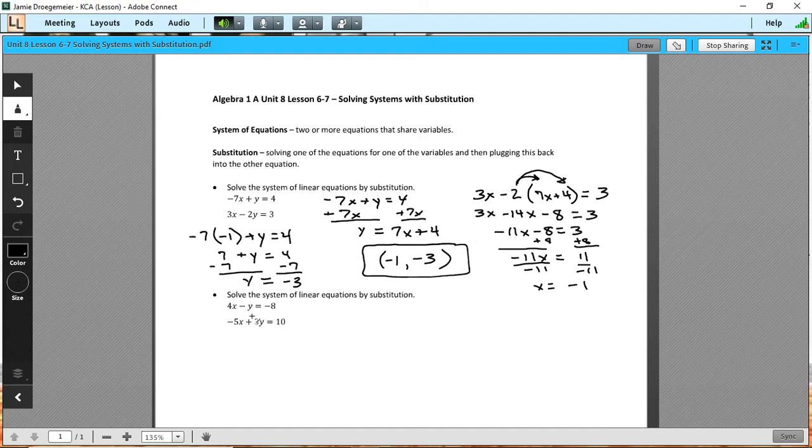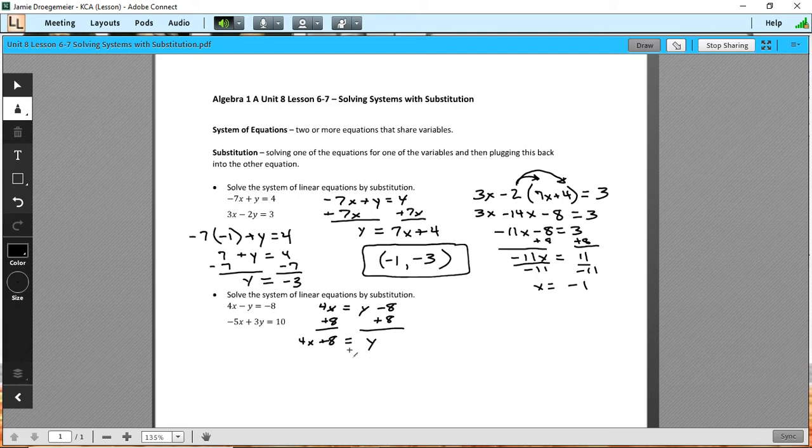Next we have another system of equations we want to solve using substitution. Again, substitution is best when I have a variable that's easy to get by itself. Here in that first equation, I can isolate y pretty easily. I'm going to start by adding the y to each side so that it gives me a positive y on this side, and then I can add 8 to each side to get y by itself. So I get that y is equal to 4x plus 8.